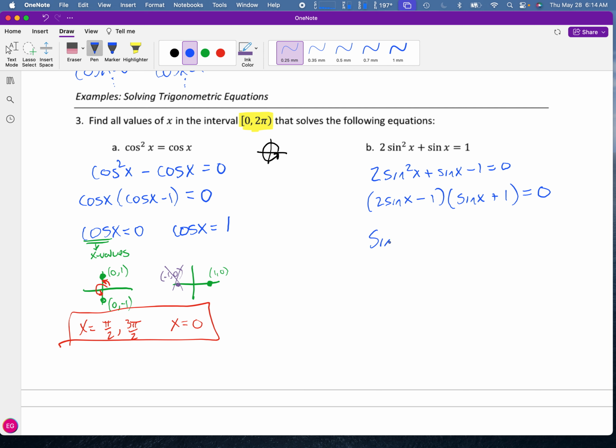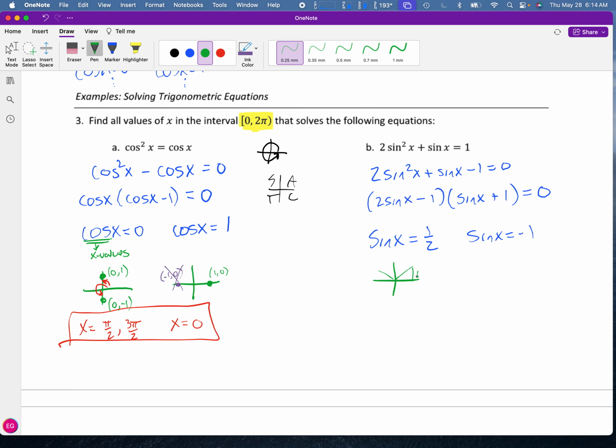Set each factor equal to 0, so that's going to give me sine x equals 1/2. This one's going to give me sine x equals negative 1. And now I just need to think about where these things are happening. So 1/2, and it's positive, so I know that that's going to happen in quadrants 1 and 2, because remember, all students take classes. Sine is positive in quadrants 1 and 2, so I know that my answer has to be somewhere in quadrants 1 and 2. And then I have to think about what triangle would make this happen.